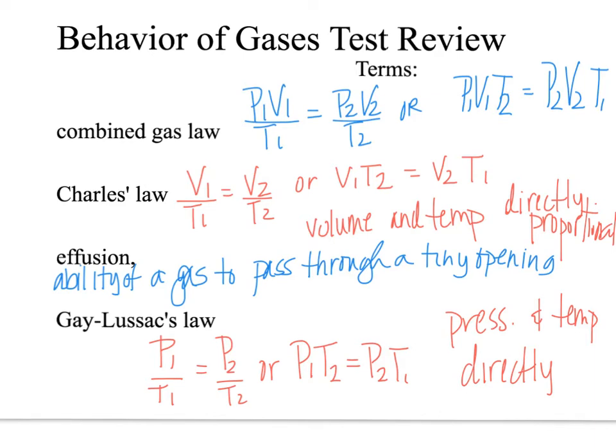Charles's law is the one that relates volume and temperature. And remember, they are directly proportional. If I increase the temperature, I increase the volume, or vice versa. If I decrease the temperature, I would also decrease the volume. You need to know the definition of effusion, which is the ability of a gas to pass through a tiny opening. Remember, we said a flat tire was an example.